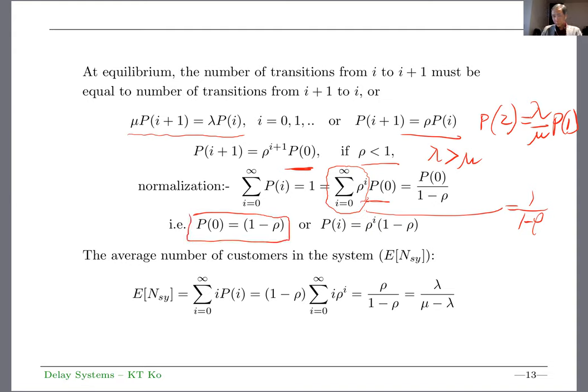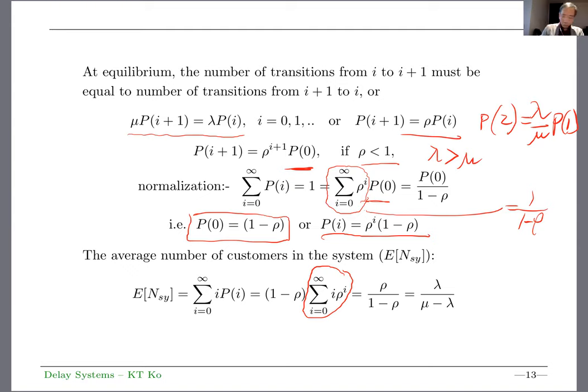So once you know P0, then you know every state probability, which is this value here. The other thing is we want to know about the number of jobs in the system. So zero times P0 plus one times P1, two times P2, that's the average number of jobs in the system. And that is expressed by another geometric infinite series, which is this one here.